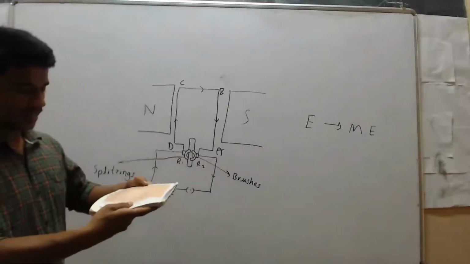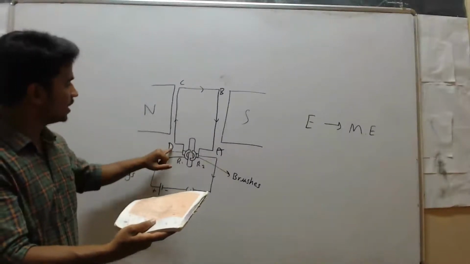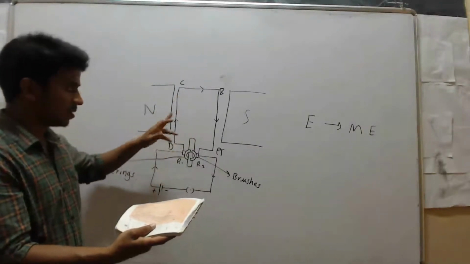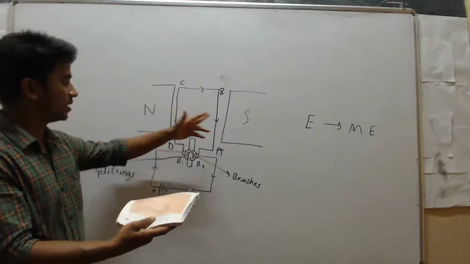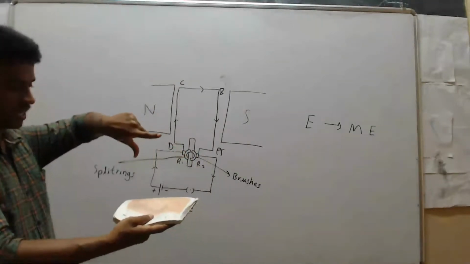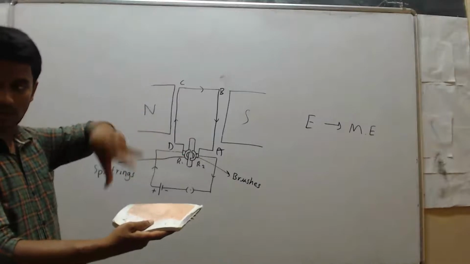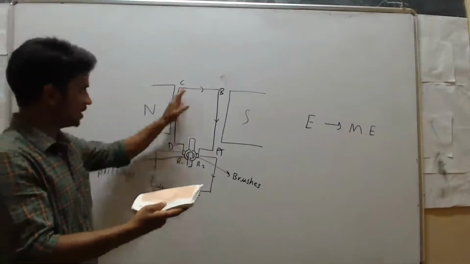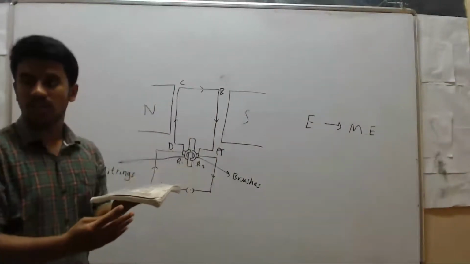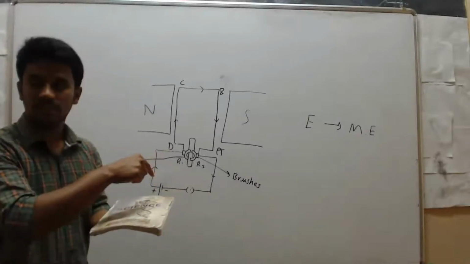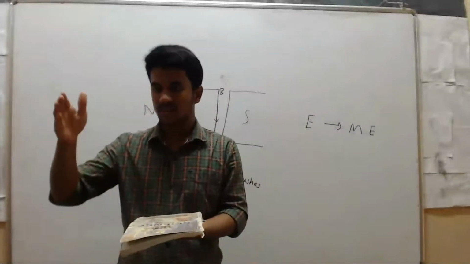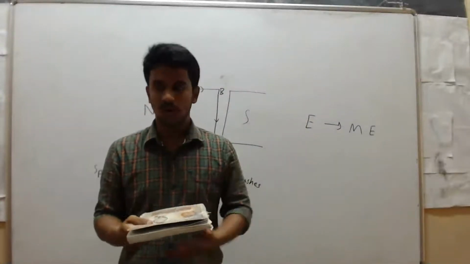Once again the current direction is from D to C, and the magnetic field is fixed, from north to south. See the direction of the magnetic field and current, and just release it. Once again the thumb is showing downwards, right? So once again this DC will move downwards, then AB will come upwards. Once again back to the same. Now once again AB and DC. Here this is a north pole and this is a south pole.